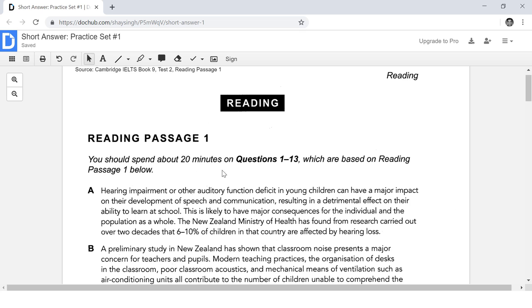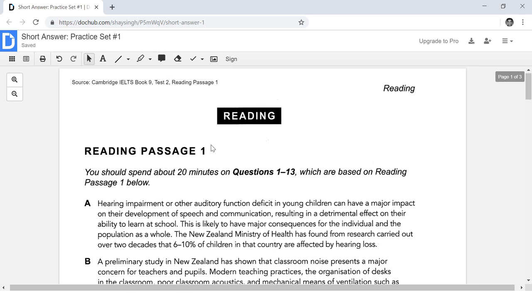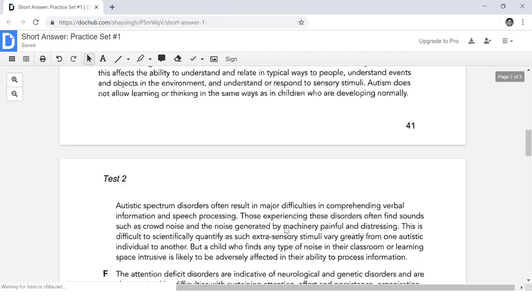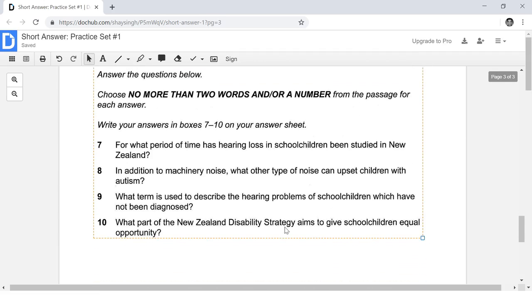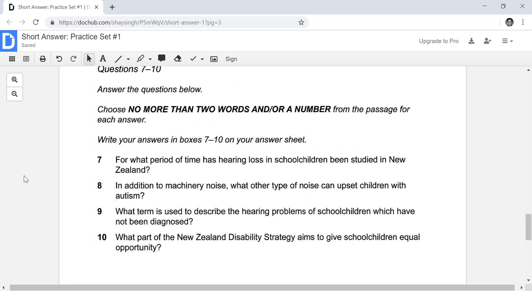But in this case, we don't know exactly what this article is about without actually reading the content itself. We don't have a title here, so we don't know what it's about. So we're not going to bother with reading any of this. We're just going to go straight down to the questions and then try to find the keywords that we think are the keywords to the best of our ability.